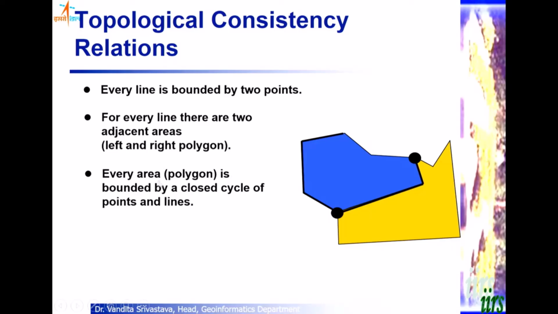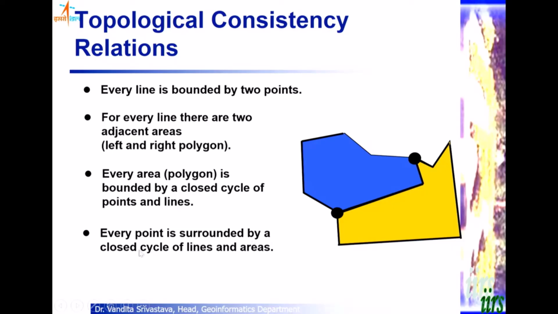The next thing is every polygon or area is bounded by a closed cycle of points and lines. So for example, if this is the area, it is bounded by these lines and these points. So every line consists of points, every area is formed of lines, and there are left and right polygons to each line. There are points that are contained in a polygon or placed over a line or contained outside a polygon or on the edge of the polygon. So there are many further derivations that can happen, but these are three basic topological rules.